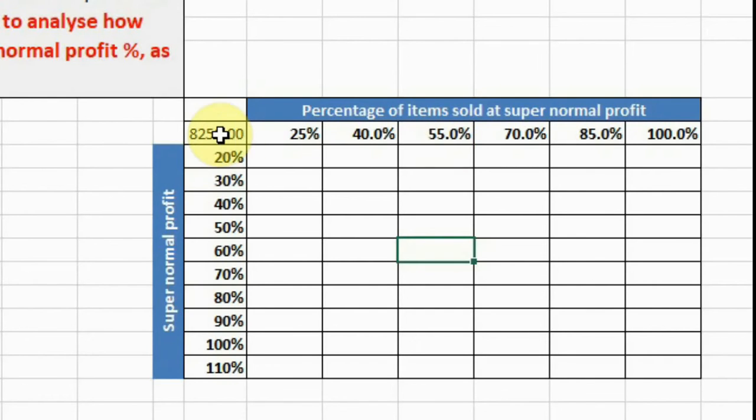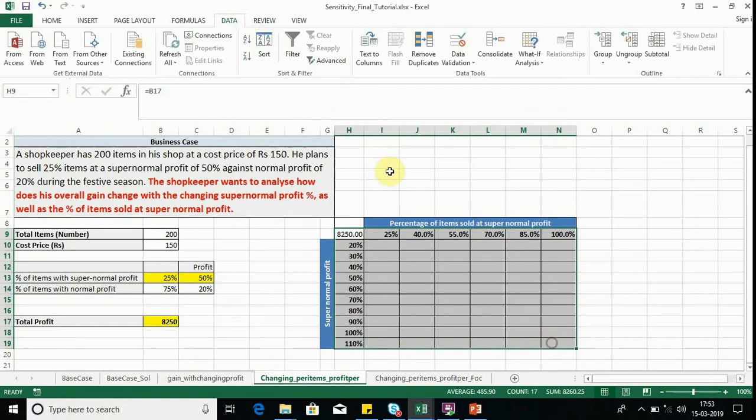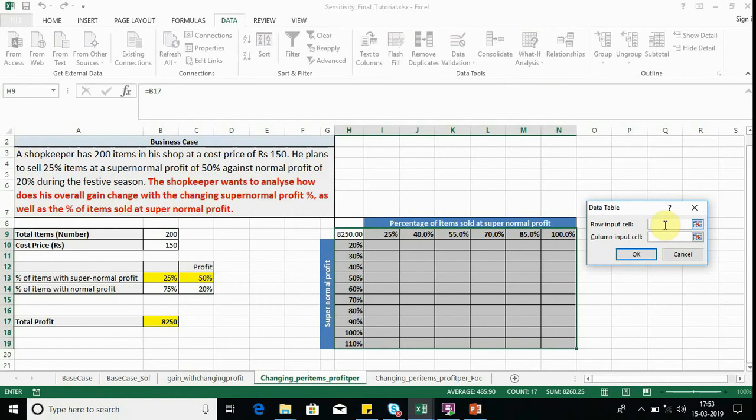Okay, so in order to do this, like last time, we'll just select this entire range and we'll go to Data, click on What-If Analysis, Data Table, and Row input cell. That is, in this particular case, we are changing in this particular row the percentage of items which are sold at supernormal profit. So where it is in our question, it is this value.